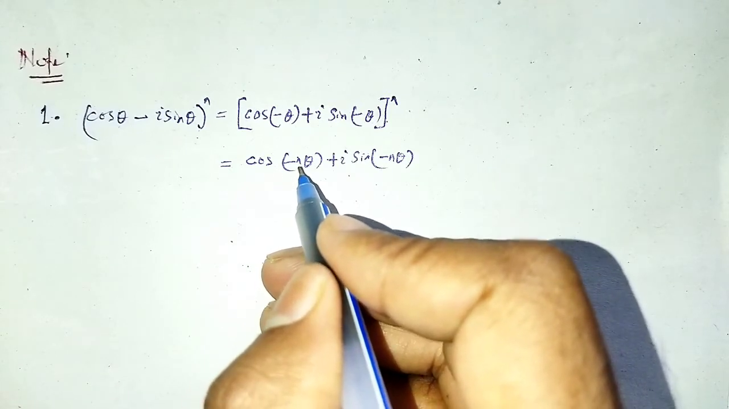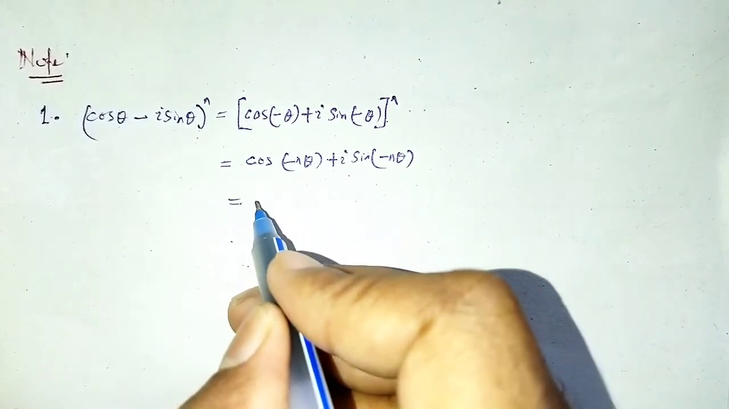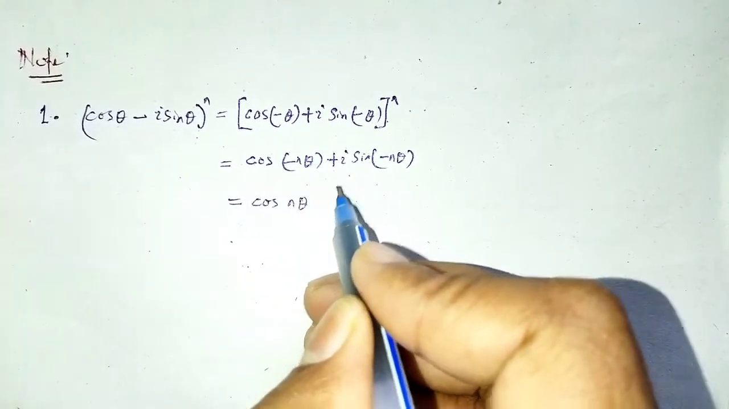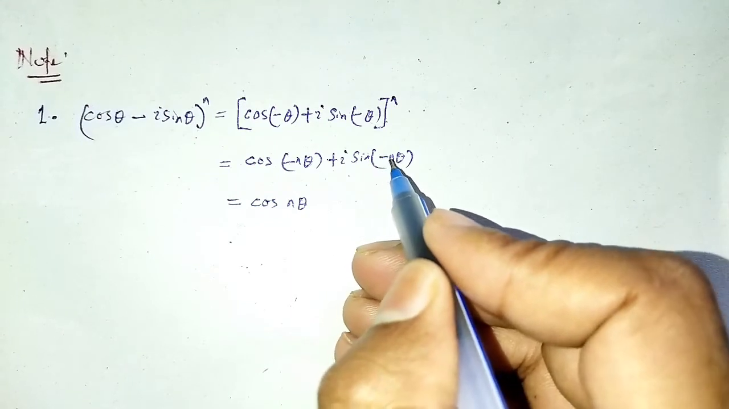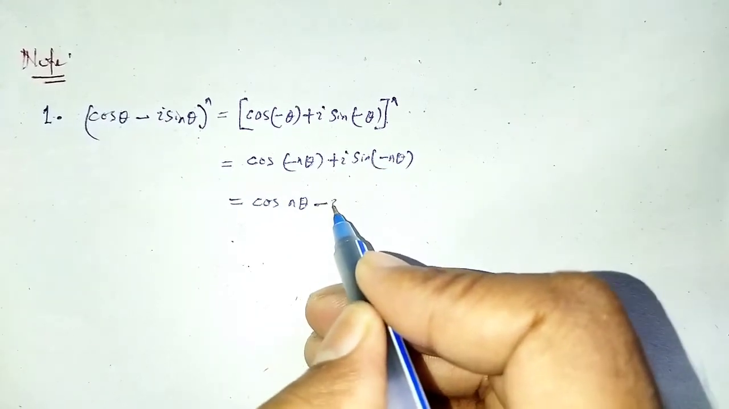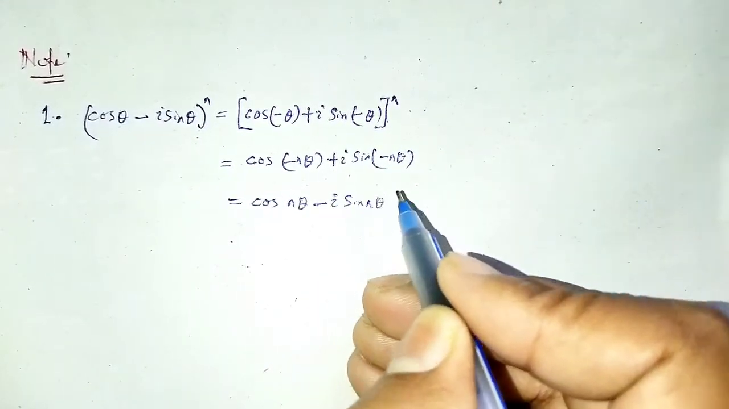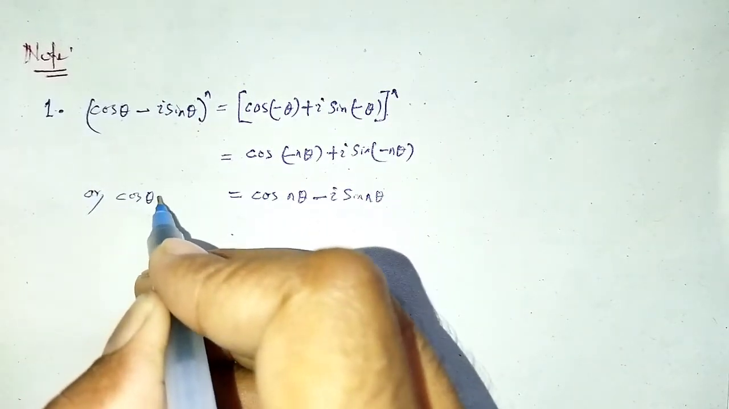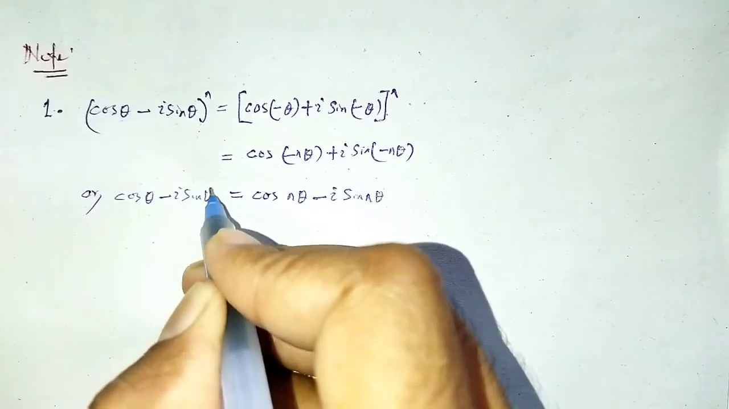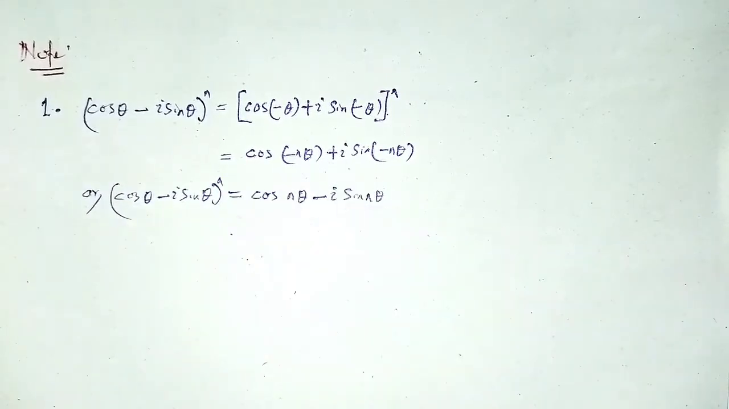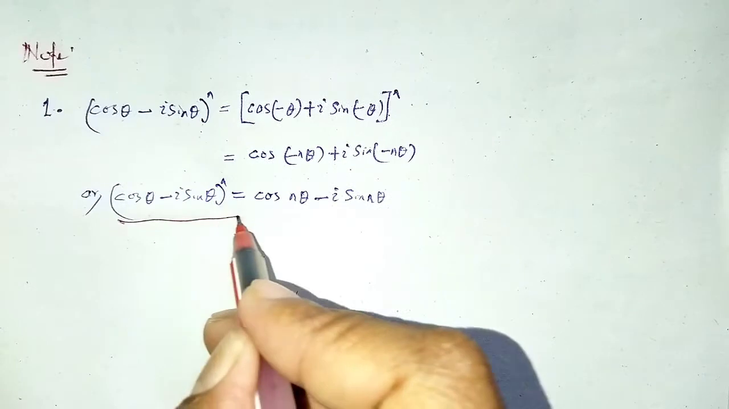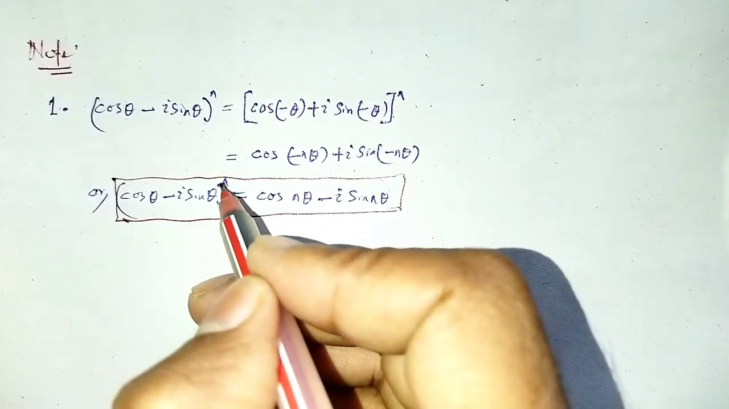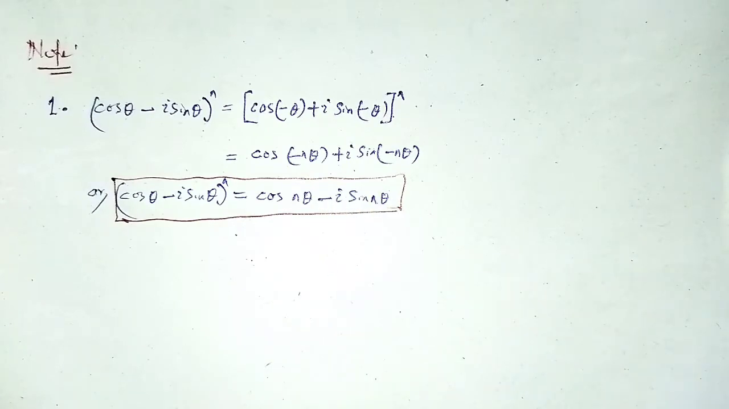Cos of minus angle is equal to cos theta, so cos n theta, and here the negative angle of sin gives minus i sin n theta. So we have (cos theta minus i sin theta) to the power n is equal to cos n theta minus i sin n theta. Generally that power is multiplied with that of angle.